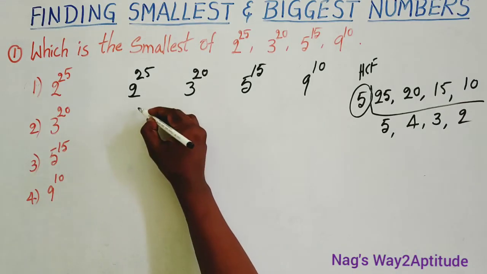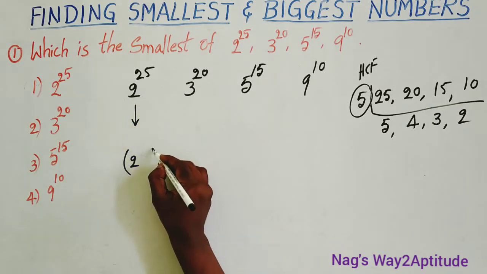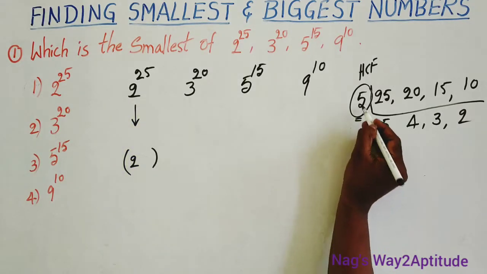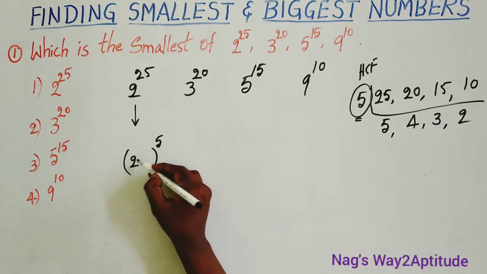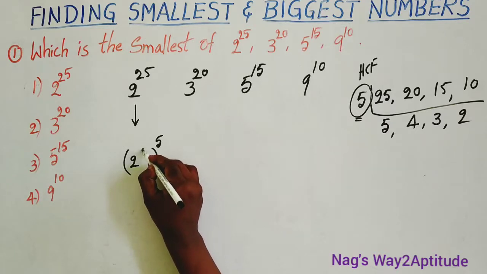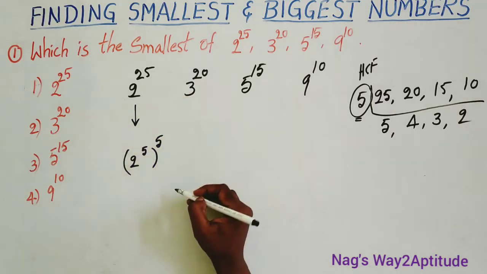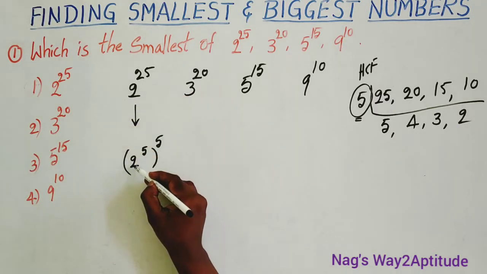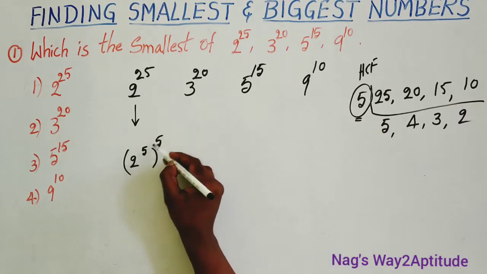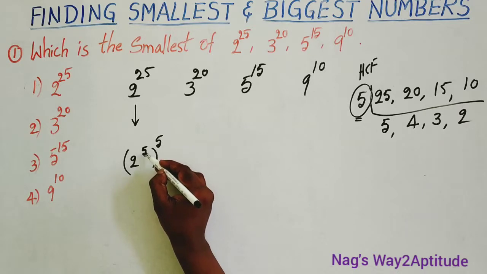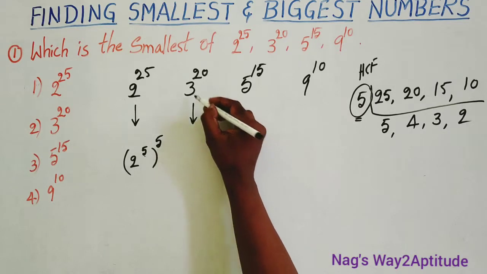Now you write the numbers. 2 power, now you take this HCF 5 here. Now what should be here to make it 2 power 25? If you take 5, then 5 into 5 is 25. Then it will become 2 power 25. Okay, understand? You take this base 2 here, and you write this HCF as the power. So to make it 2 power 25, there should be 5, because 5 into 5 is 25.